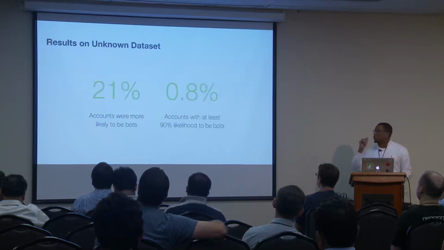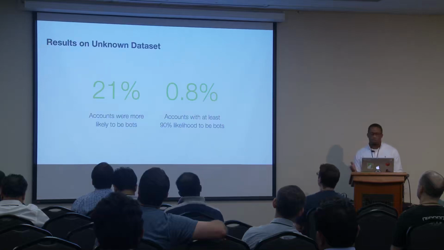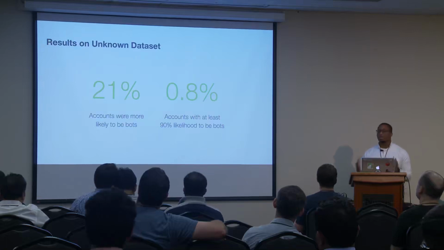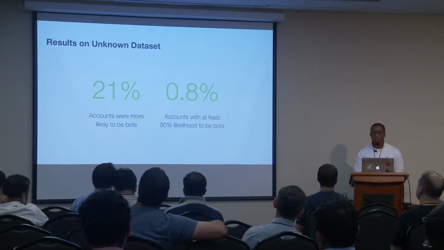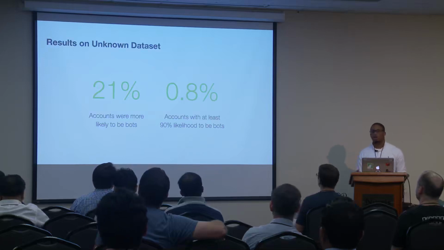And here are the results on the unknown data set that we collected. We found that 21% of accounts were likely to be bots. And then again, 0.8% had a greater than 90% probability. Again, these metrics are different, but our classifier was more accurate. So we believe, if possible, that this is a better representation of how many bots are on Twitter's platform in relation to the data set that we have.